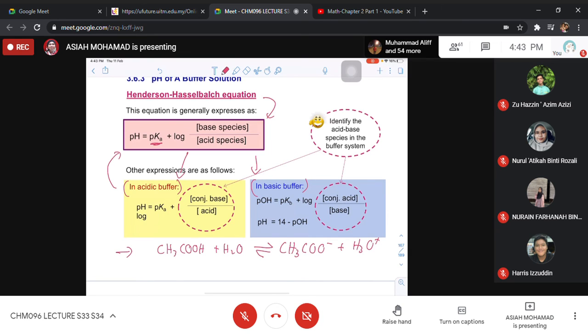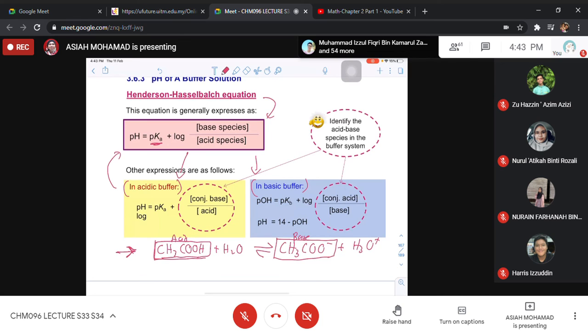So pKa refers to which one? It must be the acid in the buffer component. So in this case, this is the acid, this is the base. So pKa of this acid plus log concentration of base. So find the concentration of this base and divide by the concentration of acid.